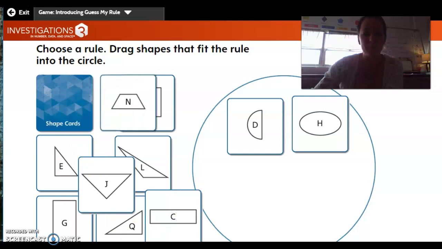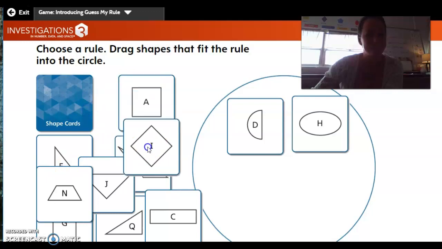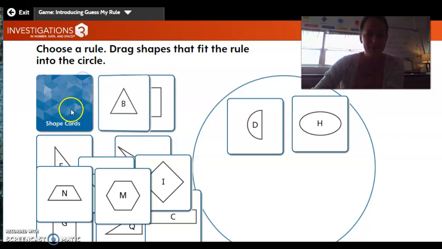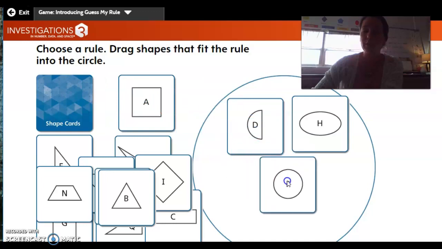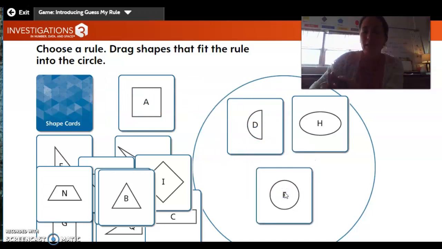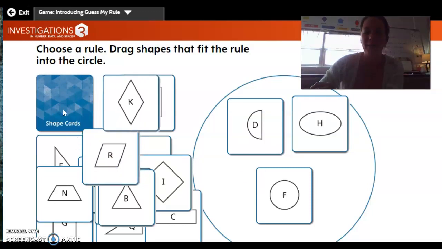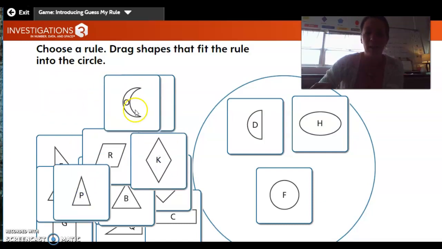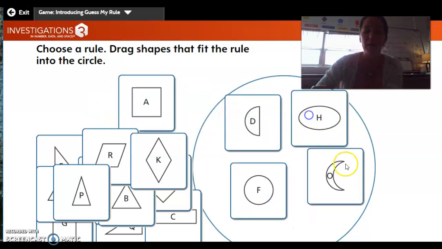Doesn't fit my rule. Doesn't fit my rule. Doesn't fit my rule. Doesn't fit my rule. Oh my goodness. Ooh, this one does. Can you guess what my rule is? That doesn't fit. That doesn't fit. That doesn't fit. That one fits. So I flipped over all of my cards.